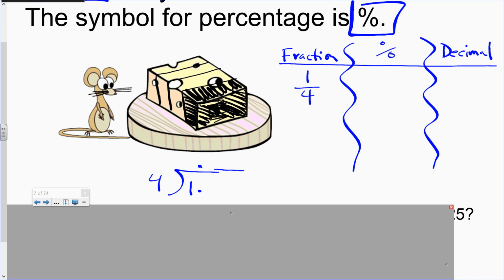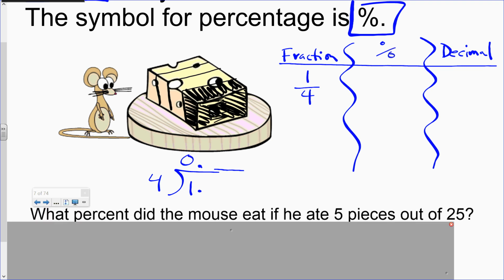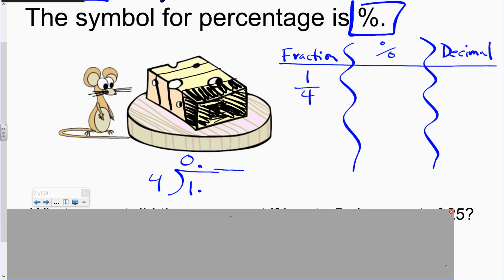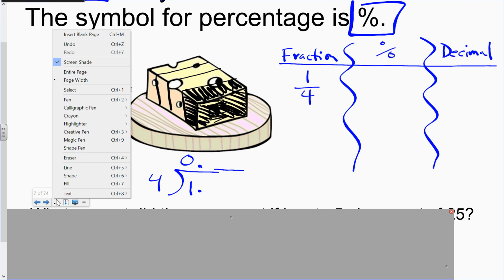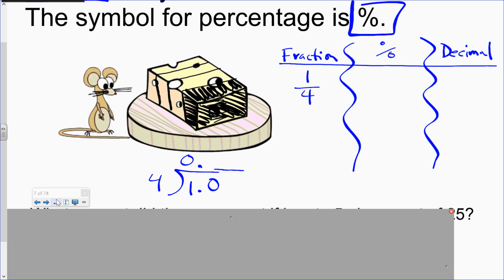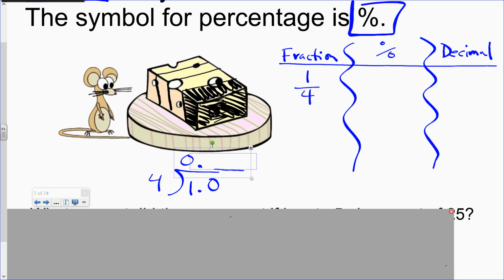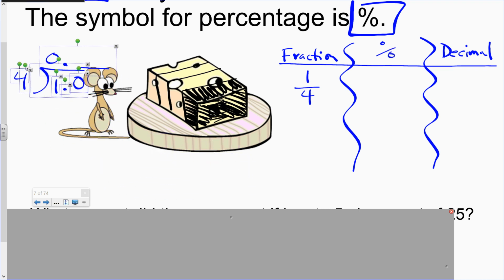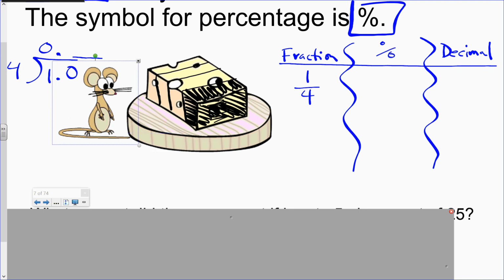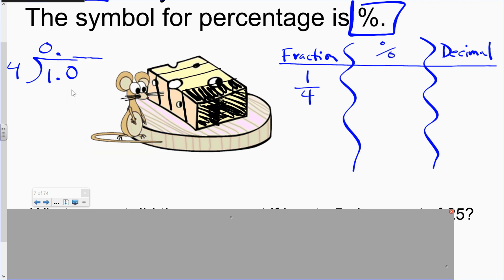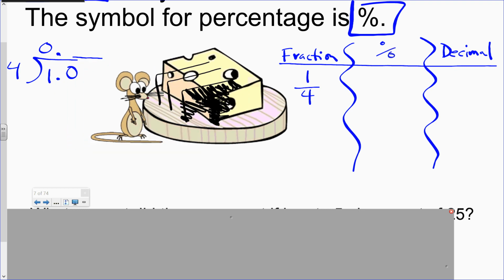4 does not go into 1, so I put a 0 there. But 4 definitely goes into 10, right? It definitely does go into 10. One time. Take it over here.